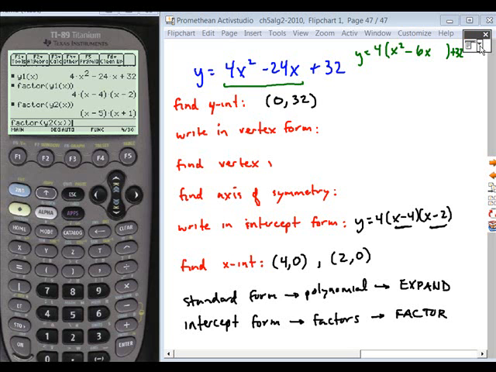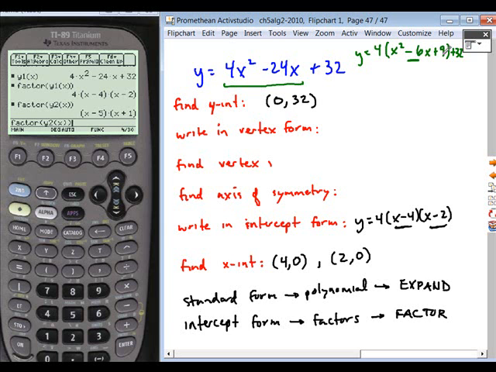Again, you may have to refer to your notes on this if you don't recall it. Completing the square involves taking half of this b term's coefficient, half of the first degree term's coefficient. So half of negative 6 is negative 3, and we're going to square that value. Negative 3 squared is plus 9. So this is how we can complete the square.